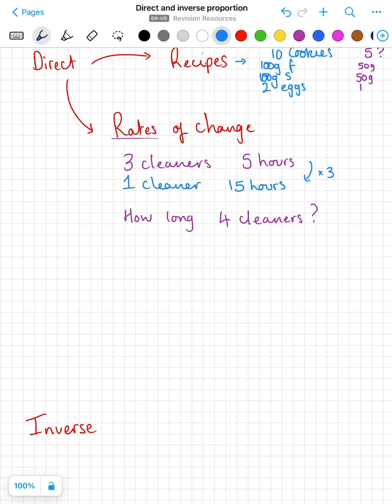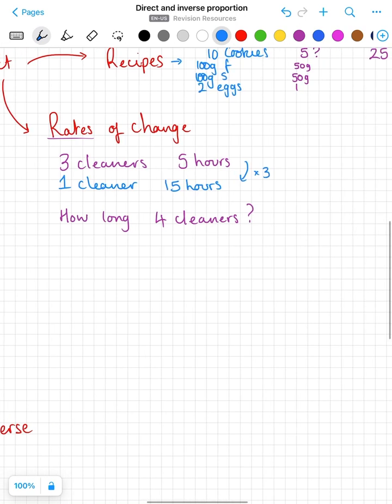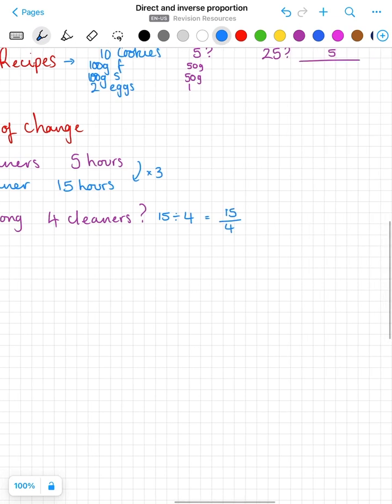So then once you've found how long it would take 1 cleaner, 4 cleaners are going to be 4 times as fast, so we can do 15 divided by 4. We can leave that as a fraction, or you could put that in your calculator. 7.5 divided by 2, so 3.75 hours.